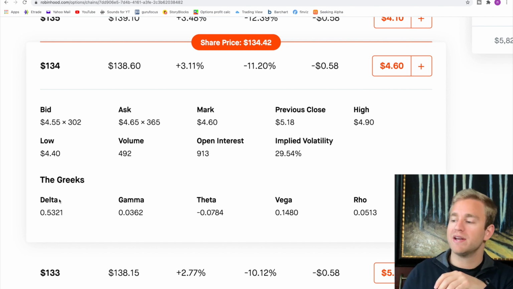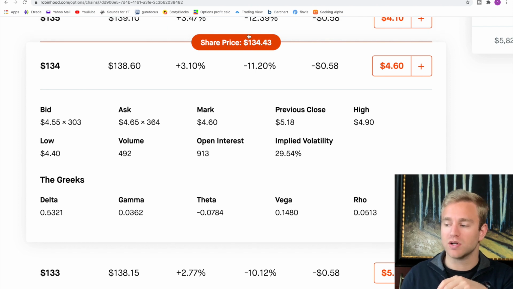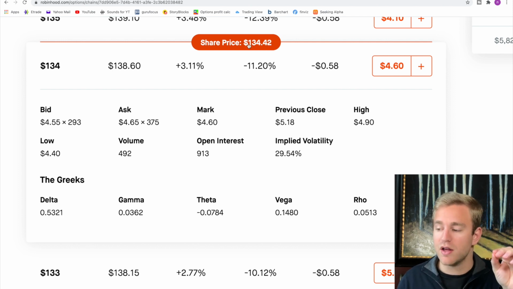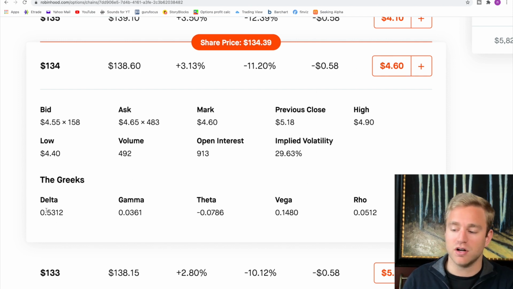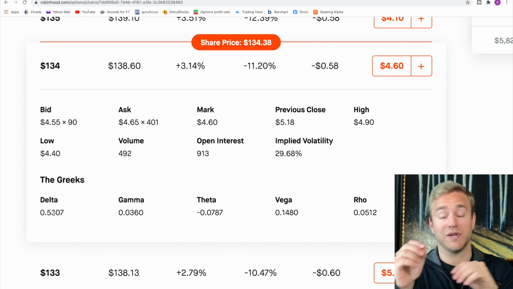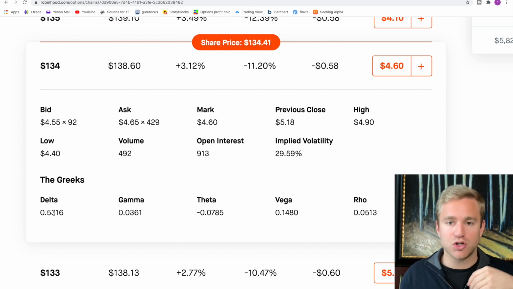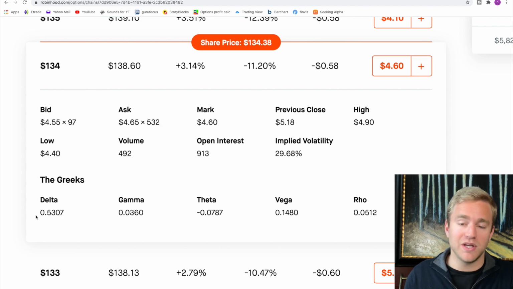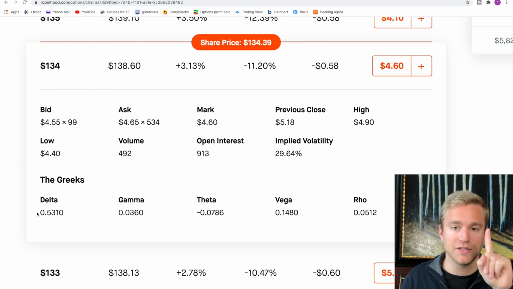So for example, right now, Apple is $134.40. Let's just say it's $134 right now. That means that if Apple goes up $1 to $135 per share, the price of your contract here will go up by a factor of delta. So your contract will go up by 53 cents. Remember that the prices of contracts are being shown on a per share basis. So the actual dollar value would be $53. So this $460 contract would go up by $53 if Apple went up by $1.